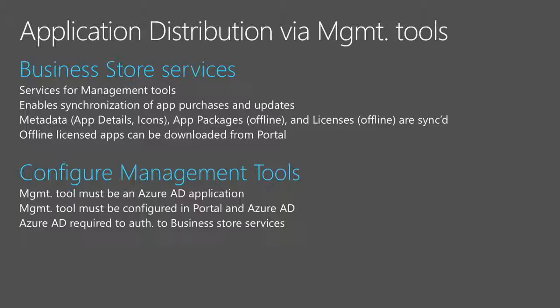And the second part about it is the management tool has to be configured both in our portal and also Azure AD. And our portal will just give you a simple drop-down that says, hey, here are the management tools that are available as a part of your organization. Select the one that you're using. And at that particular point, a management tool will be able to synchronize from the business store. And the reason for that is we actually use Azure AD for management tools to be able to authenticate against our services on behalf of an org.